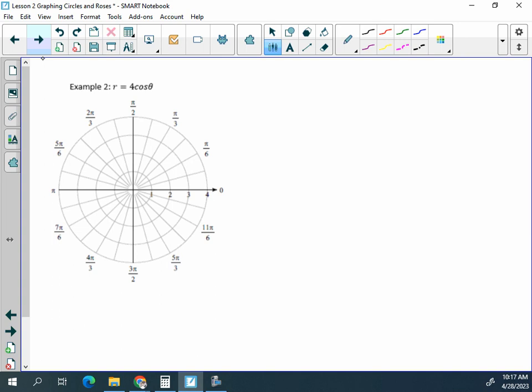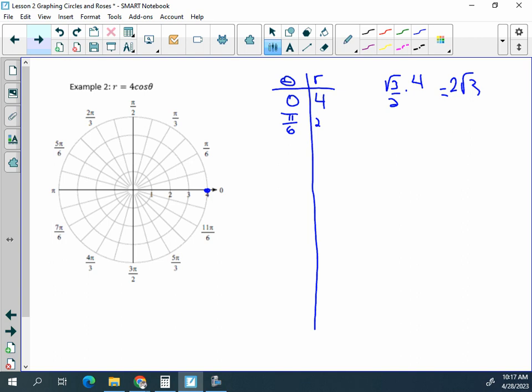Now, what happens if it's r equals 4 cosine of theta? So this time we'll actually be plugging in values and figuring out what comes out. So cosine of 0 is 1 times 4 is 4. So 0, 4 is our first point. Cosine of pi over 6 is square root of 3 over 2. Now, square root of 3 over 2 times 4 becomes 2 square root of 3. 2 square root of 3 is approximately 3.5. So at pi over 6, we're at 3.5.